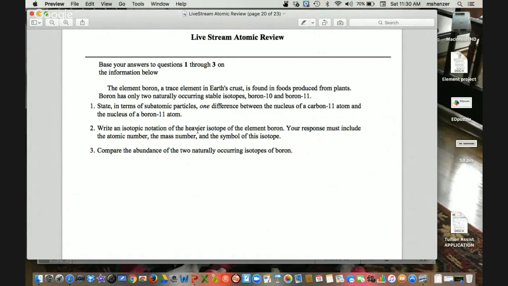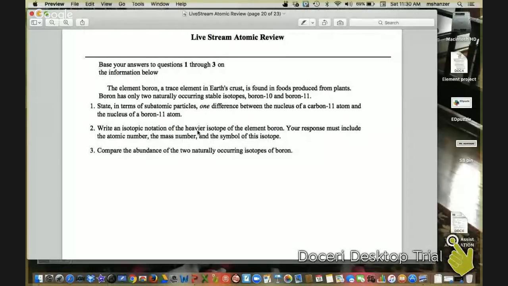All right, so we're now looking at some basic Regents questions. It says here, base your answers to questions 1 through 3 on the information below. If you're going to try and do these along with me, it would be good to have a calculator out if you haven't already, and your reference tables, just so that you can look at some things as I'm referring to them. Now, let me just put this screen up here.